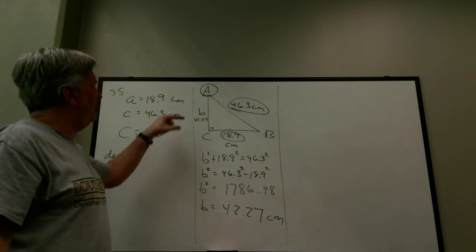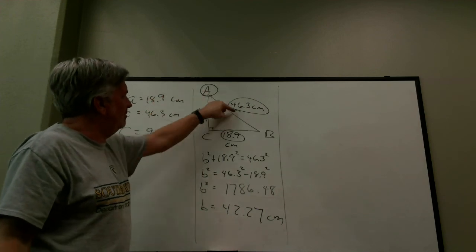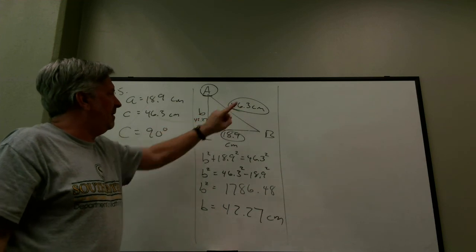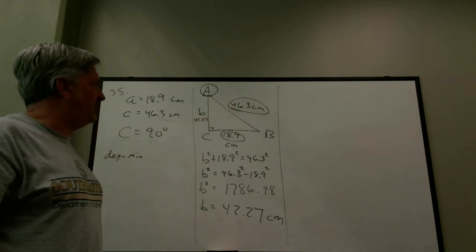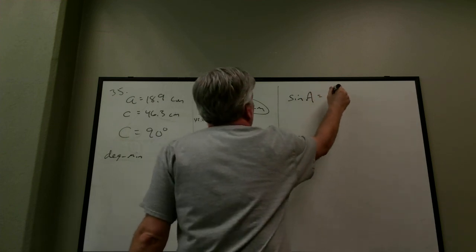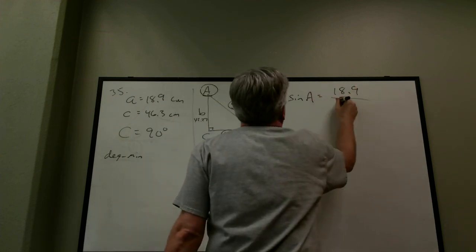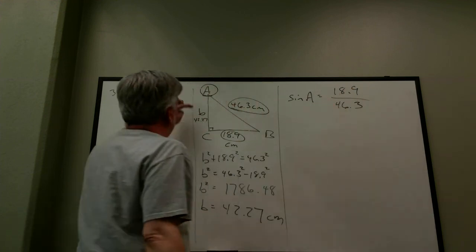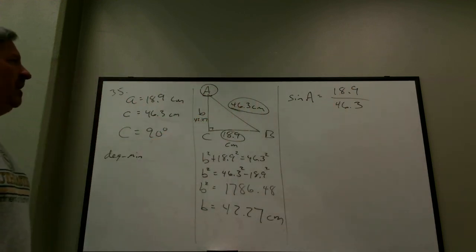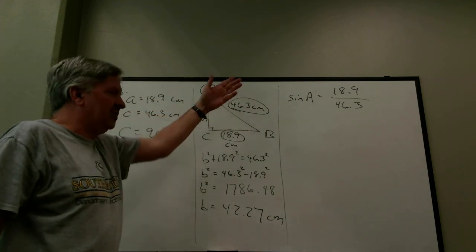Then you ask yourself, what trig function relates that angle to those two sides? Well, that's the side opposite A and the hypotenuse. And what involves opposite and hypotenuse? That's sine. So sine of A is opposite 18.9 over hypotenuse 46.3. Sine of A is opposite over hypotenuse. Right?